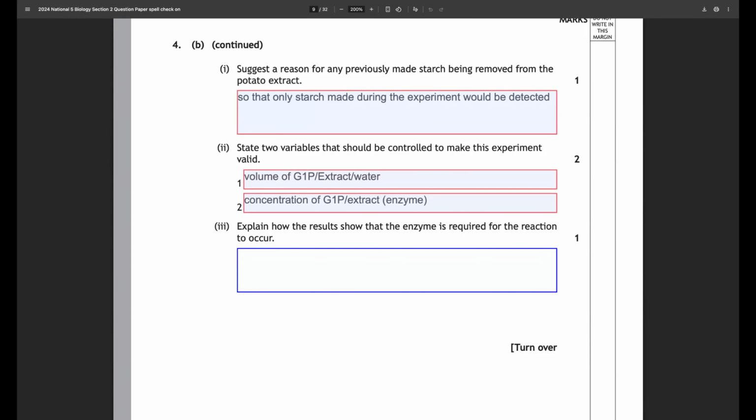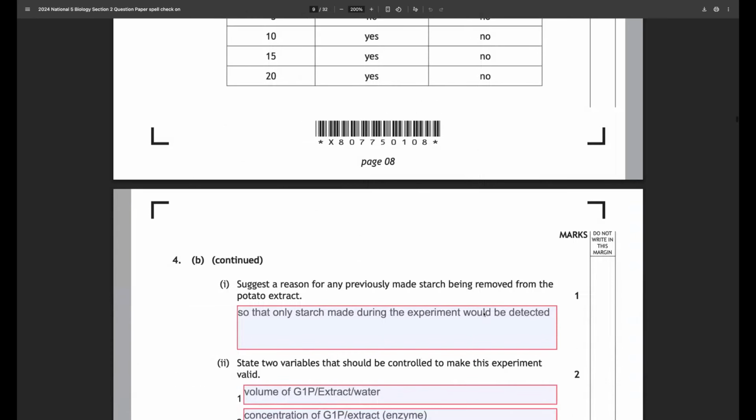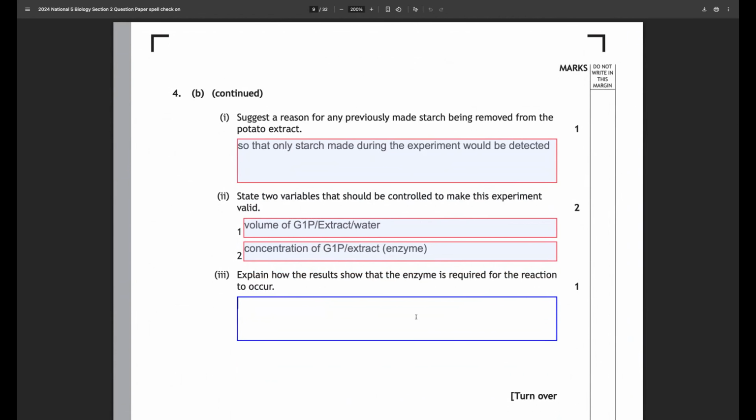Okay, part 3, 4b part 3, explain how the results show that the enzyme is required for the reaction to occur. Well, simply put, if we look at the results, when the enzyme is present, a reaction occurs, starch is produced. When the enzyme is not present, i.e. we've got distilled water instead of the extract, there is no reaction, okay? So, starch is produced when either the extract, or you could say the enzyme, is present, okay?